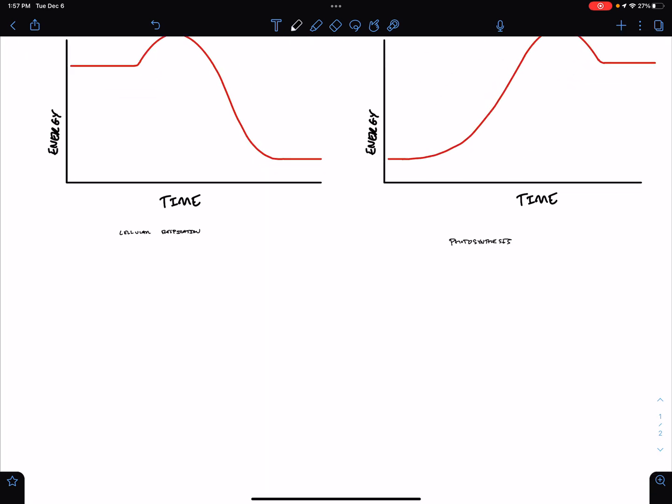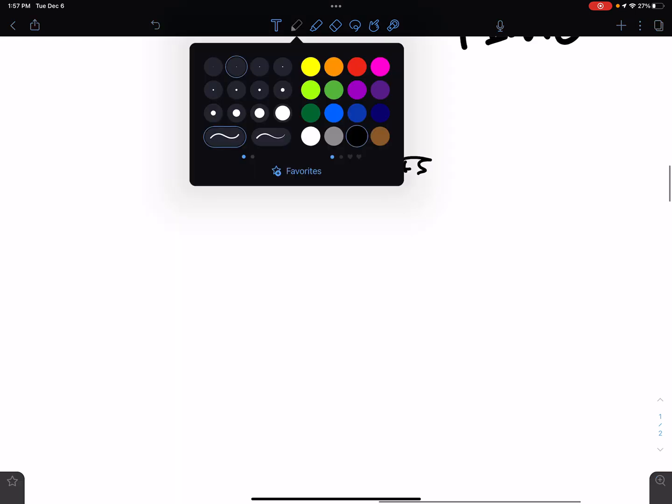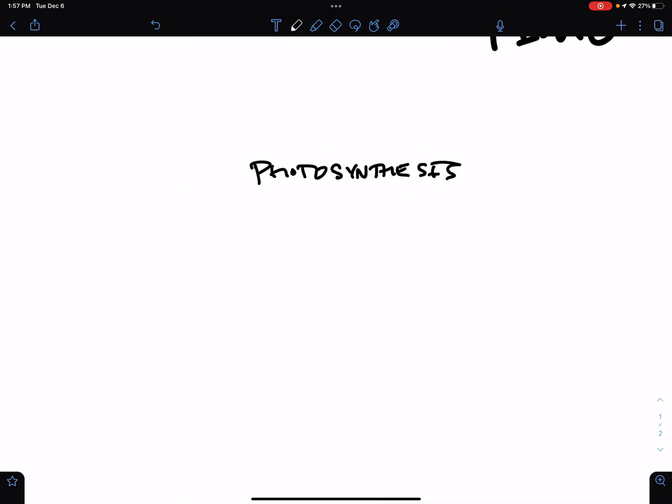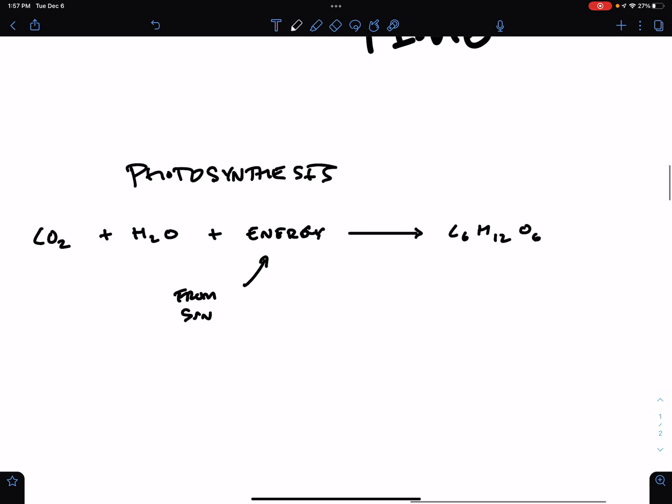I guess we'll start with photosynthesis. So photosynthesis is the building up, or I guess we should say plants take in CO2 and water and energy, and this energy is from the sun, and they create glucose, which you just built in class the other day, and oxygen.